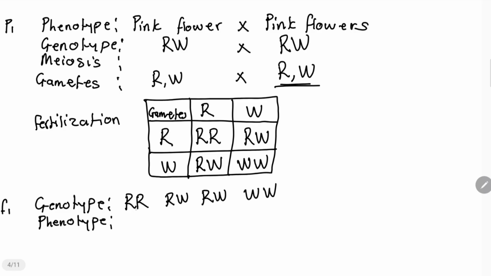So let's look at the phenotype. This flower is red, and we've got RW, these two are pink, and WW gives us a white flower. So the phenotype is going to be one red flower, two pink flowers, and one white flower.